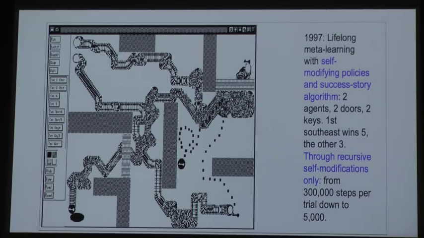And then it was able to get the trial time down to 5,000. And this is one example where it was already pretty good.